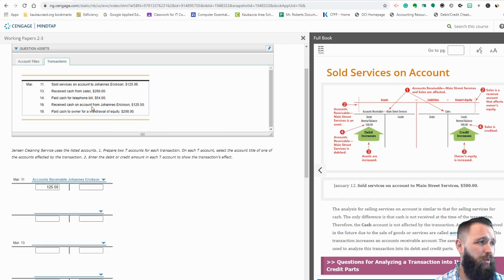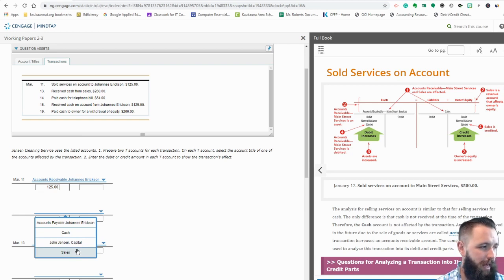Next, we sold services on account. What is the other account that's going to be affected? If we look at this drop down or over here, we can see that sales is going to be affected. And you can see that John Jensen's capital is also on here. And you might be tempted to say, oh, it's going to affect capital. I mean, technically, it is going to affect capital eventually. But it's going to be recorded underneath sales.